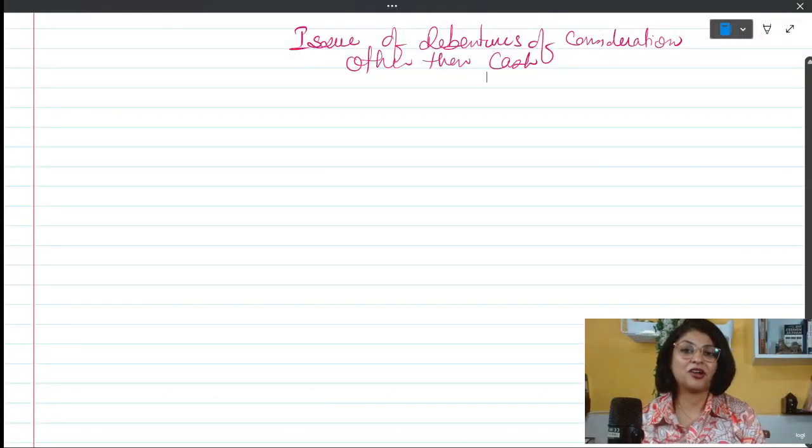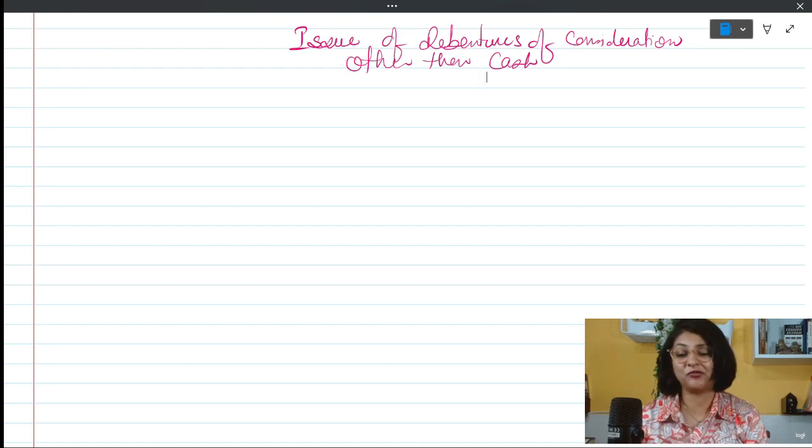First of all, what is the meaning of consideration other than cash? When a company issues debentures to its promoters for the promotional work which they have done for the company, at that time the company can issue debentures or any other security, meaning shares can also be issued. This is called consideration other than cash. This is one of the types of issue of debenture for consideration other than cash.